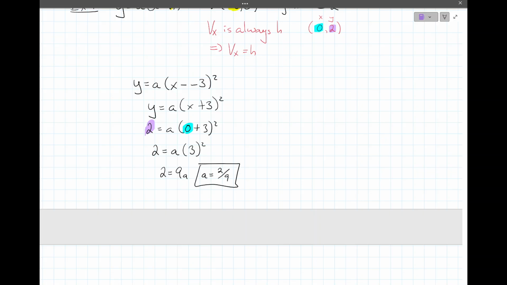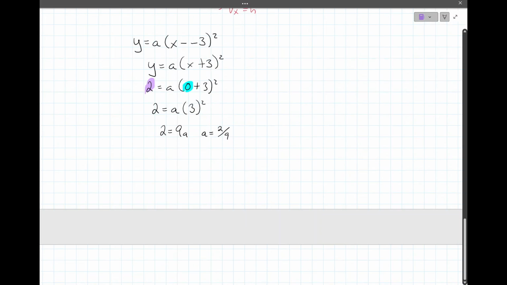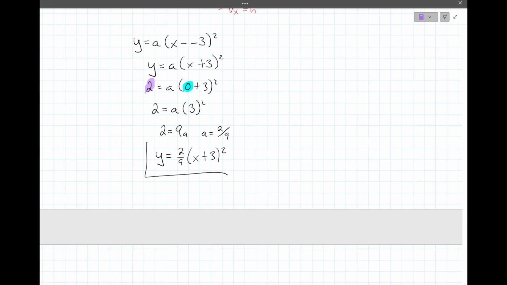Just like that. So putting this all together, I will get a final solution here of y equals 2 over 9 times x plus 3 squared. And that is the equation for that parabola with those conditions.